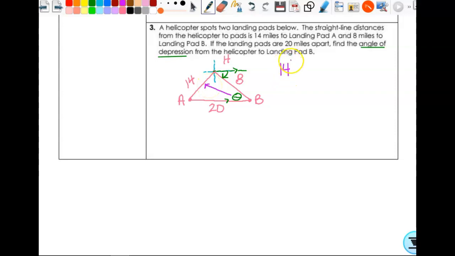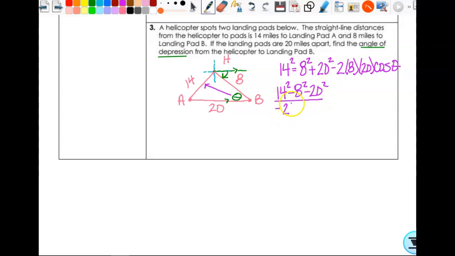So we get 14 squared equals 8 squared plus 20 squared minus 2 times 8 times 20 times the cosine of theta. Okay, so I'm going to write just one more step. I'm going to move that over there. So I'm going to get 14 squared minus 8 squared minus 20 squared over negative 2 times 8 times 20, and that's equal to the cosine of theta. So go ahead and find theta in your calculator. Let that number look at you, and then we're going to manipulate it a little bit.